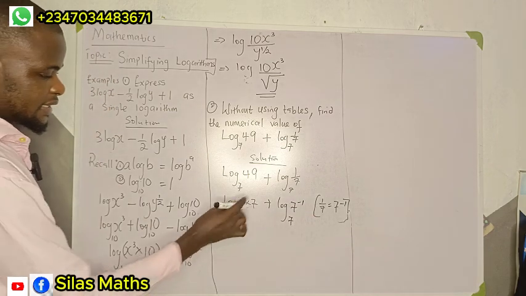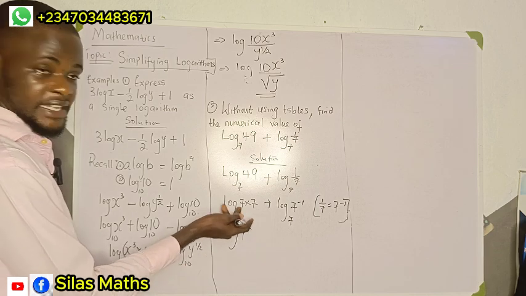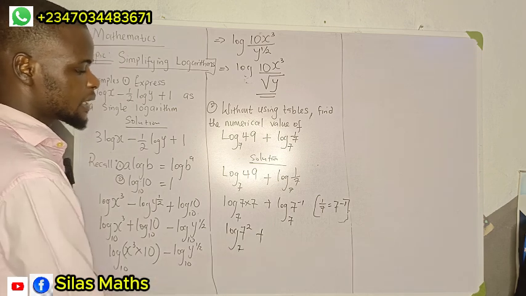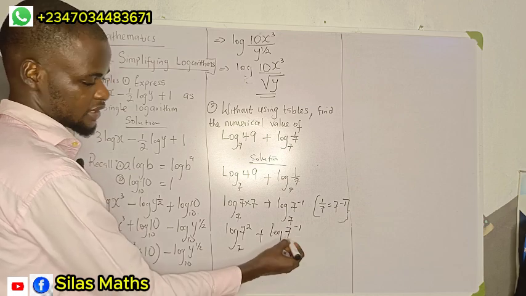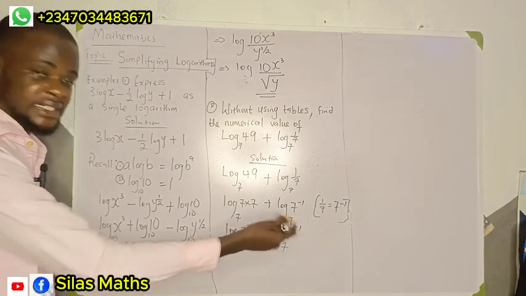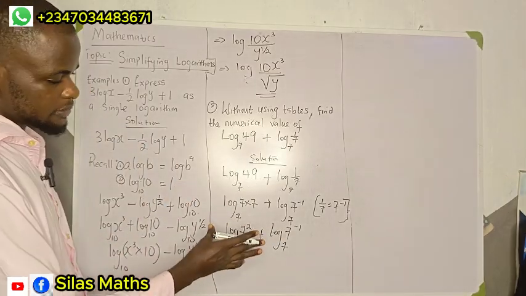And this gives us log 7 to the power of 2, 7 times 7, base 7, plus log 7 to the power of minus 1, negative 1, base 7. Now at this point I have the same base and they are adding. What do we do? We multiply. No, let's not multiply yet.